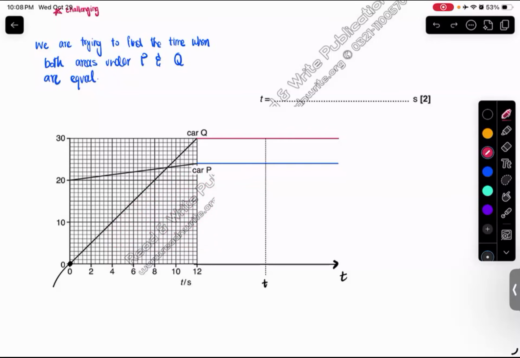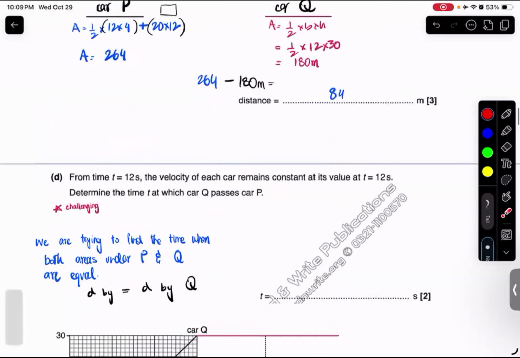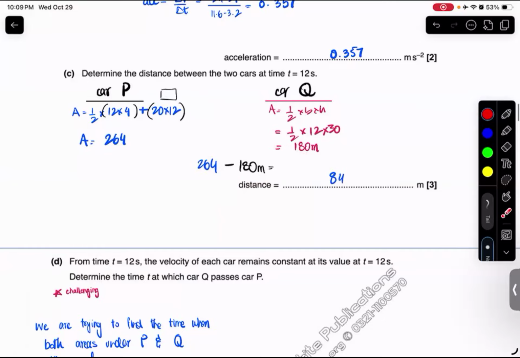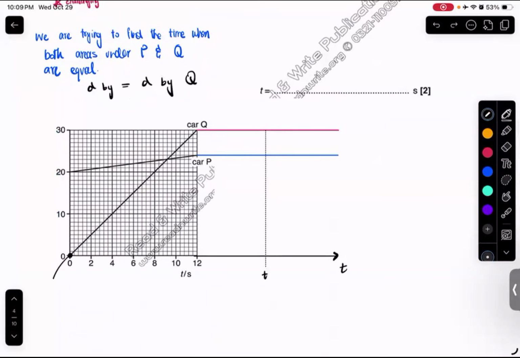That's the brilliant part of this question. When both of the areas under the graph are equal, this means that distance by P is equal to distance by Q. And that's exactly when they will overtake each other, because at this point, the distance by car P is greater than distance by car Q, right? But there is going to be some point where both of these distances are equal. Do you get what we're trying to solve?